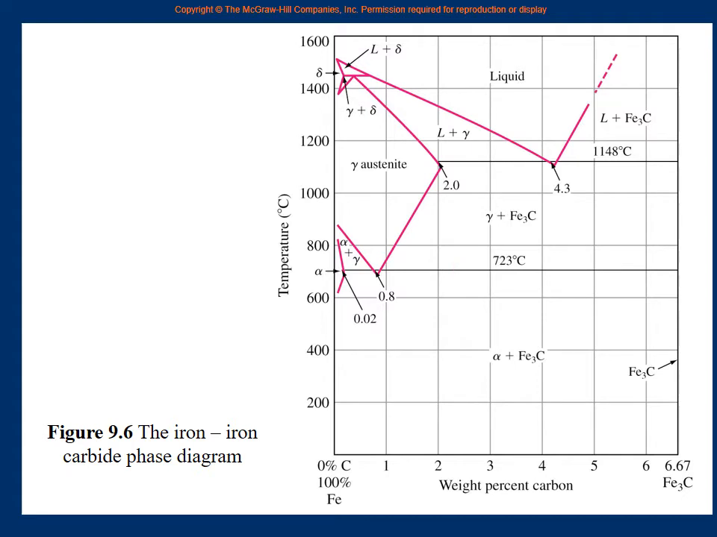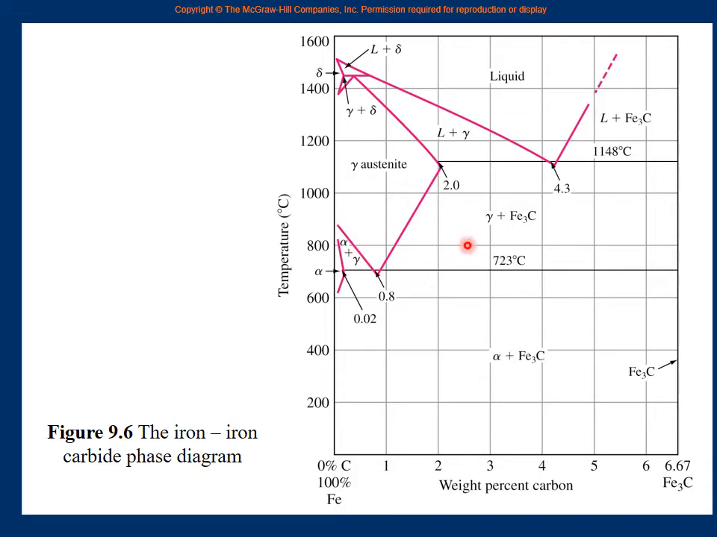So this is another special point: if the composition is 0.8% carbon, which of course means 99.2% iron, and the temperature is 723 Celsius, then all the solid gamma, or all the solid austenite, suddenly changes into the two solids, ferrite and cementite, right? Alpha or iron carbide.